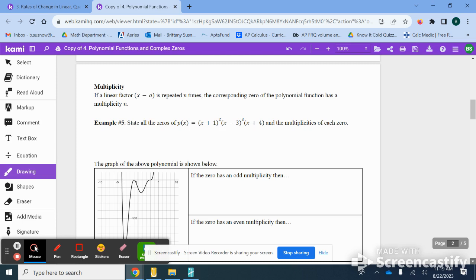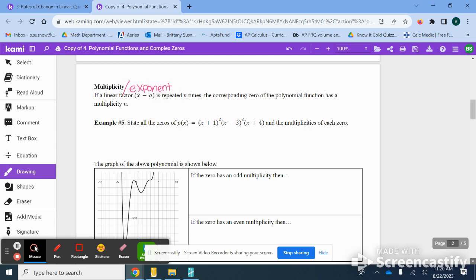Multiplicity. This is going to come into the crossing and the touching. If a linear factor x minus some number is repeated, then it'll tell you whether it's going to cross or touch on that graph. So it says state all the zeros of this equation, then the multiplicities, the exponents. Multiplicity means exponent attached. So I'm going to write down the side, multiplicity slash exponent.